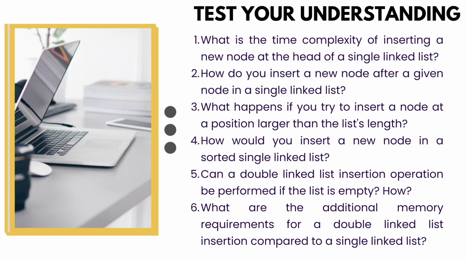The fifth question is, can a double linked list insertion operation be performed if the list is empty, and if so, how? Yes, we can very well do insertion in a double linked list even if it is empty. In that case, this new node will be the first node in that list. So, we may have to make the new node's previous and next pointers null and make head point to the node, and this will be the only node in the double linked list.